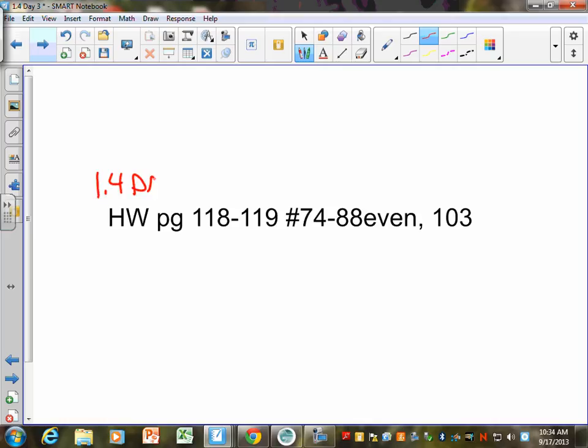This is 1-4, day 3, 74 through 88 even, and then 103 is a question about, they did this question, they got the wrong answer, what did they do wrong, but it's a square root problem. But all of them but 88 are the easier thing, where you're just trying to set it equal to 0, maybe factor by grouping, maybe factor out the GCF. You shouldn't need to check your answers today. They should all work. I know, I say that.